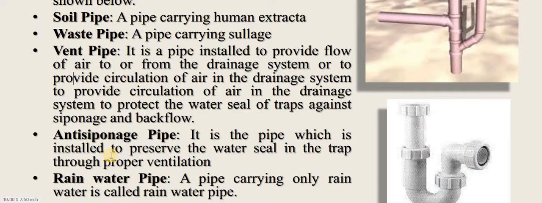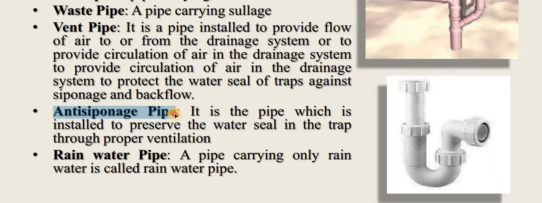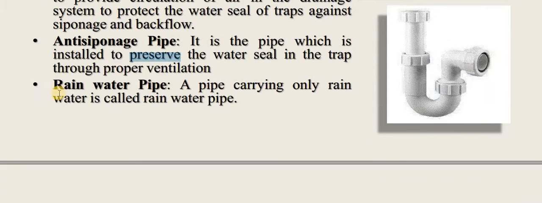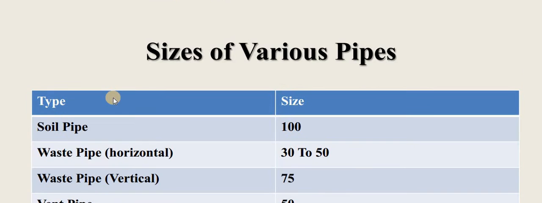So moving ahead, the anti-siphonage pipe is a pipe which is installed to preserve the water seal in the trap through proper ventilation. I will tell you in detail about the anti-siphonage pipe in a later section of the video. Rainwater pipe: a pipe carrying only rainwater is called a rainwater pipe or stormwater pipe. So these are the types of pipe.